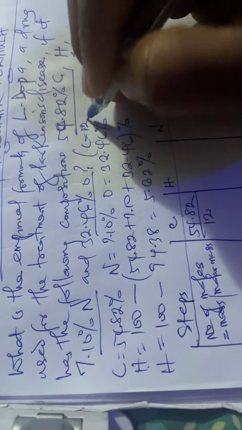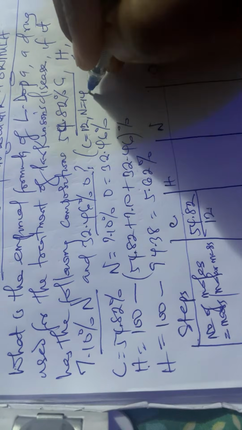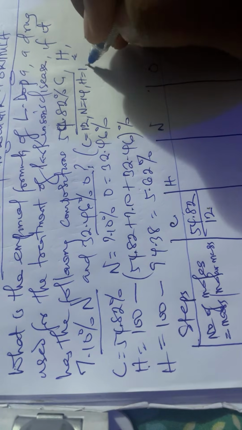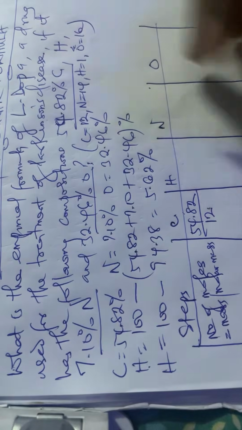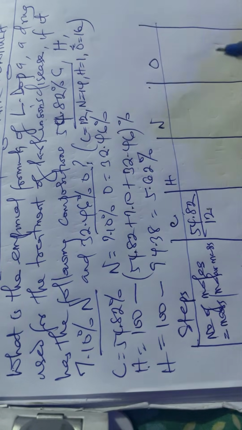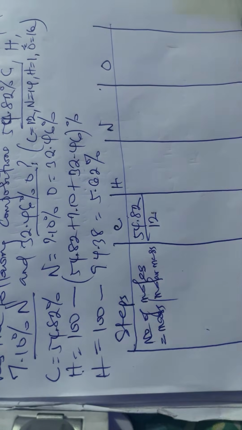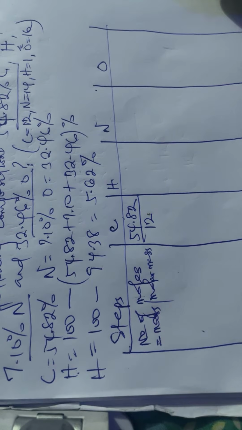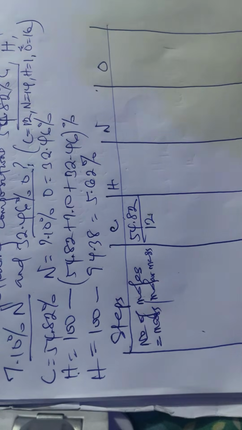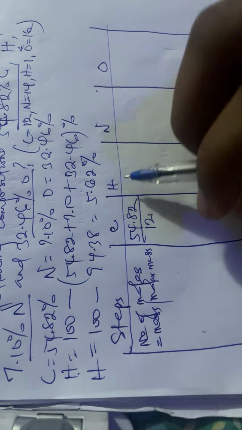C is equal to 12, nitrogen is equal to 14, hydrogen is equal to 1, oxygen is equal to 16. You just have to be familiar with these things, so you don't necessarily have to wait until you see it being added to a question. Just be familiar with the mass number of the common elements. All right, now let's move forward.